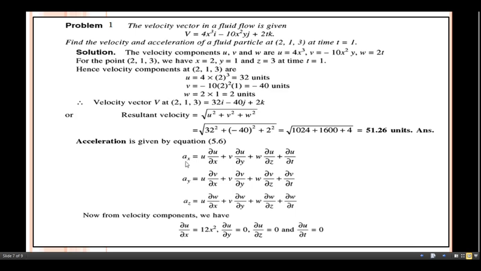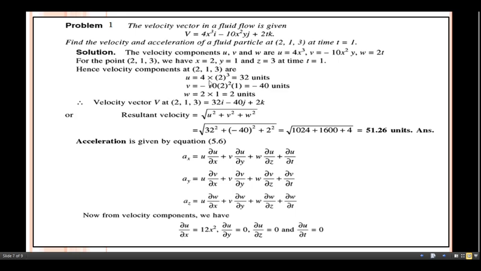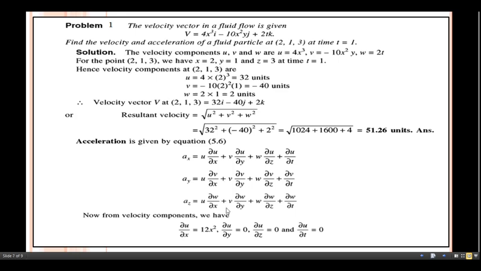See here, for the first one, ax, we already have 12x², and the other term values are also with us. Just substitute here and get the acceleration component along the x direction. So 4x³. How is this 4x³ written here? Because the u term is already here. What is the u term? 4x³. 4x³ multiplied by ∂u/∂x, which with us is 12x². So substitute here 12x² plus the next term, which with us is v. What is the value of v? Minus 10x²y.